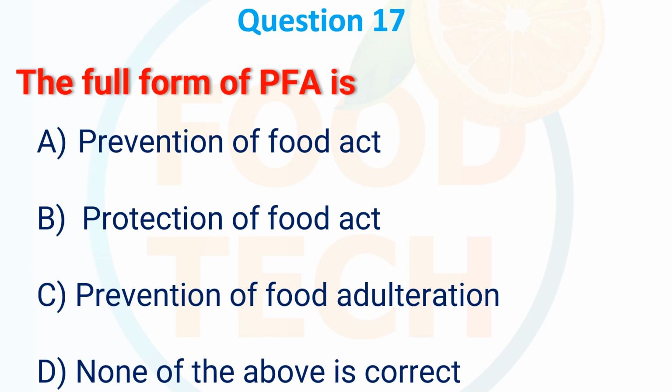The full form of PFA is: A. Prevention of Food Act. B. Protection of Food Act. C. Prevention of Food Adulteration. D. None of the above is correct. The answer is C. Prevention of Food Adulteration.